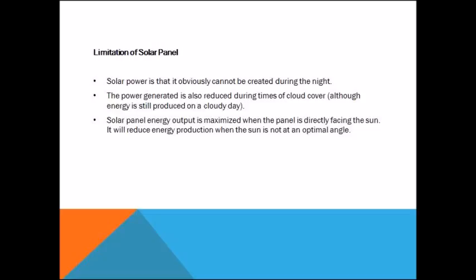This is a limitation of solar panels. The solar panel obviously cannot generate power during the night. The power generated is also reduced during times of cloud cover, though energy is still produced on a cloudy day. Solar panel energy output is maximized when the panel is directly facing the sun. It will reduce energy production when the sun is not at an optimal angle.